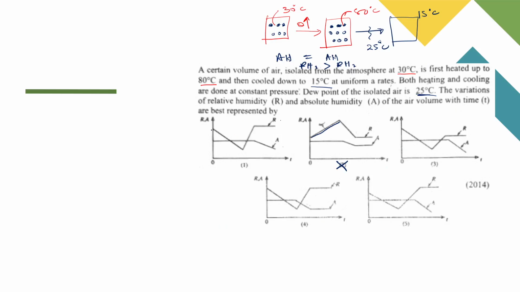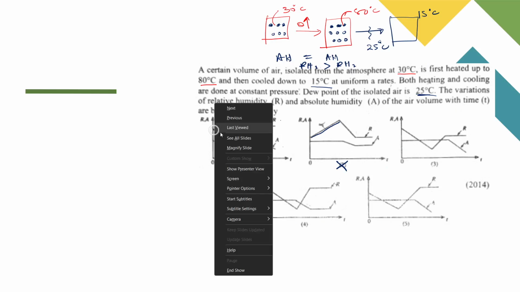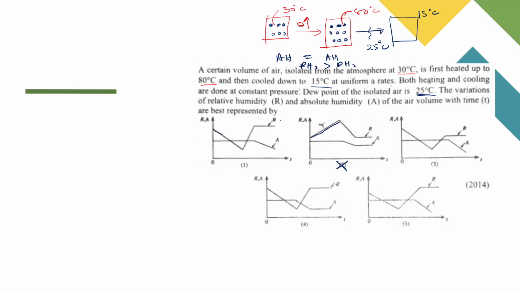So what are we doing initially? Initially, we are increasing the temperature. If we increase the temperature, RH will reduce. Next, we are reducing the temperature. When we reduce the temperature, what happens to the available space? It reduces. Therefore, RH will increase. All this time, what about AH? AH will remain constant. Until when? When RH becomes 100%. Now this is at 25 degrees Celsius, okay? That is when RH becomes 100%.